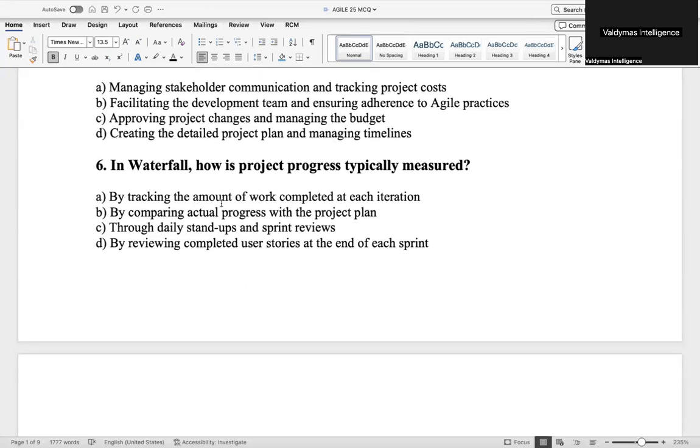In waterfall, how is project progress typically measured? By tracking the amount of work completed at each iteration, by comparing actual progress with the project plan, through daily stand-ups and sprint reviews, by reviewing completed user stories at the end of each sprint. B.